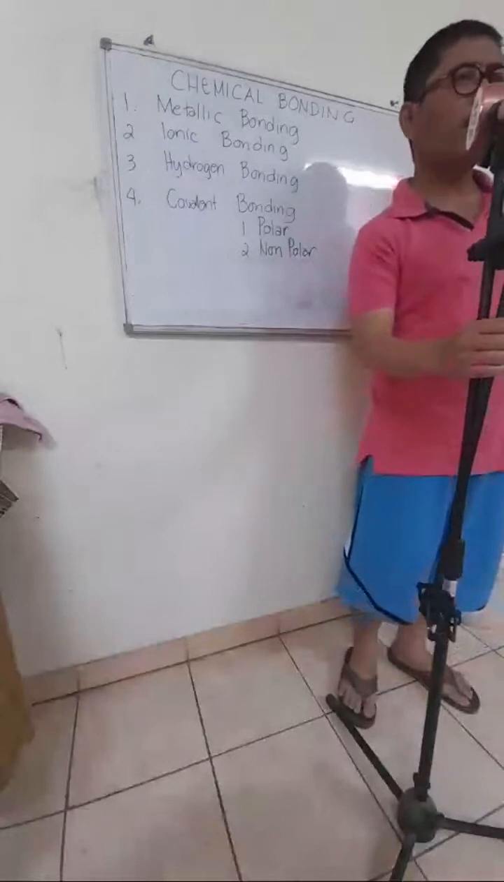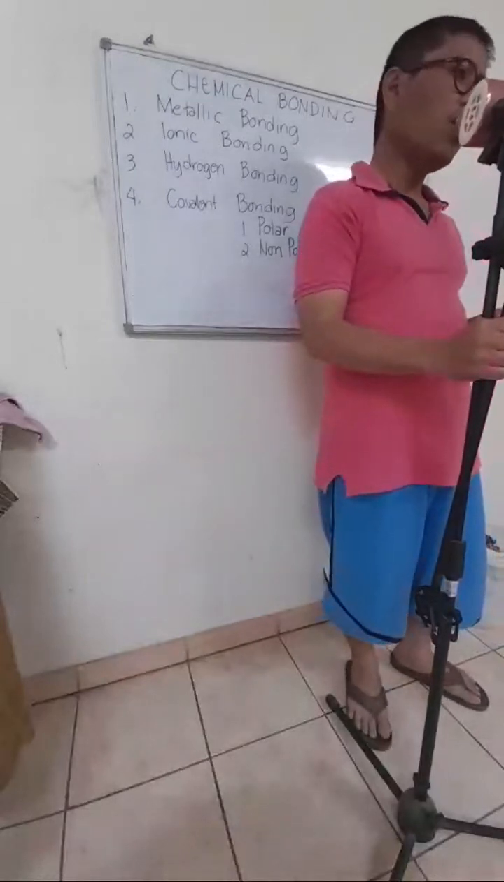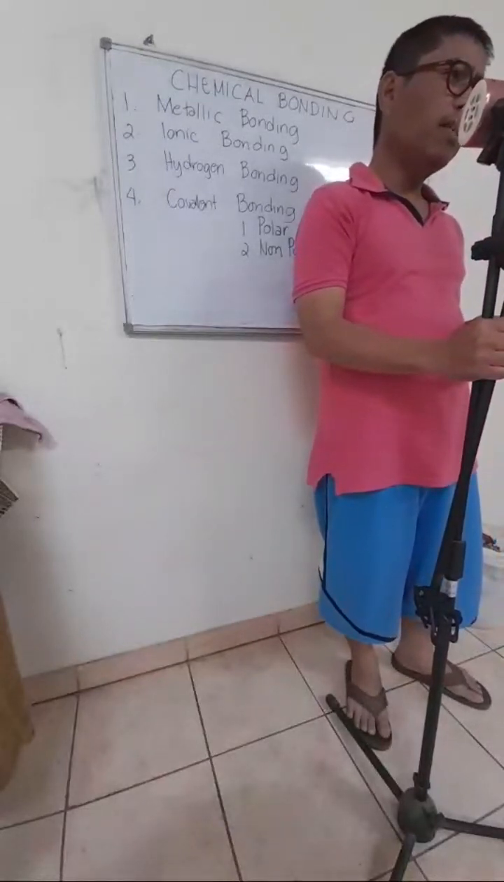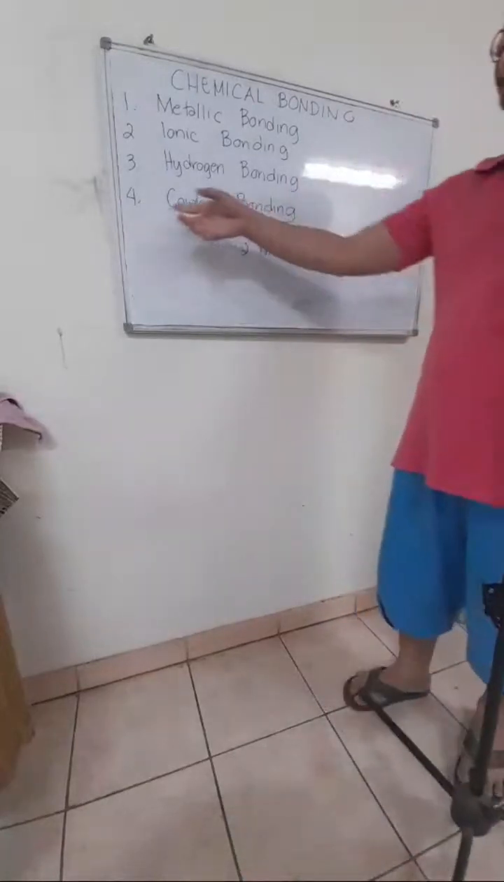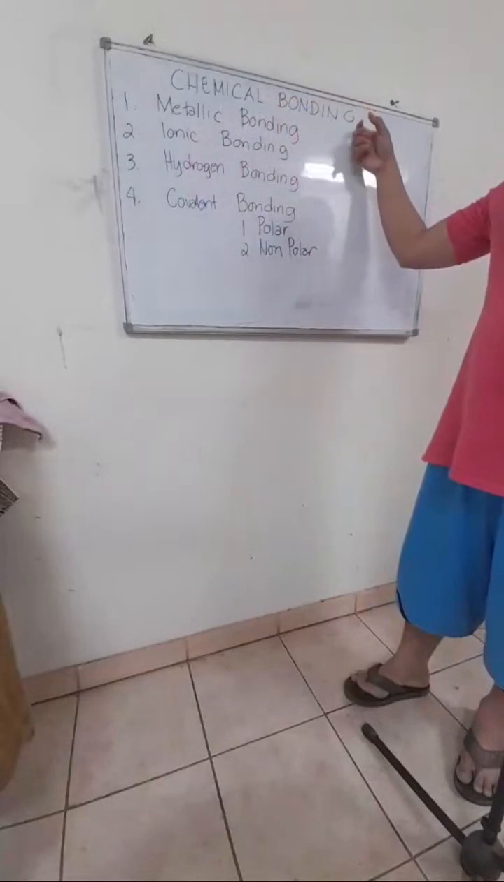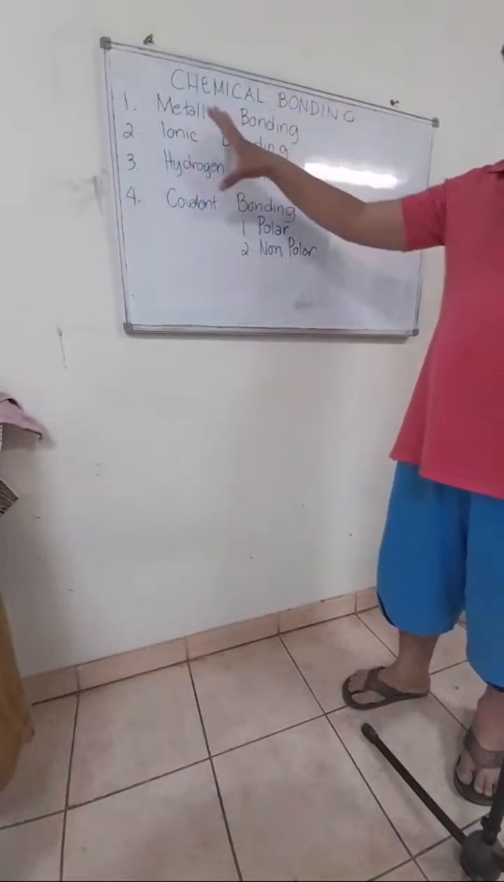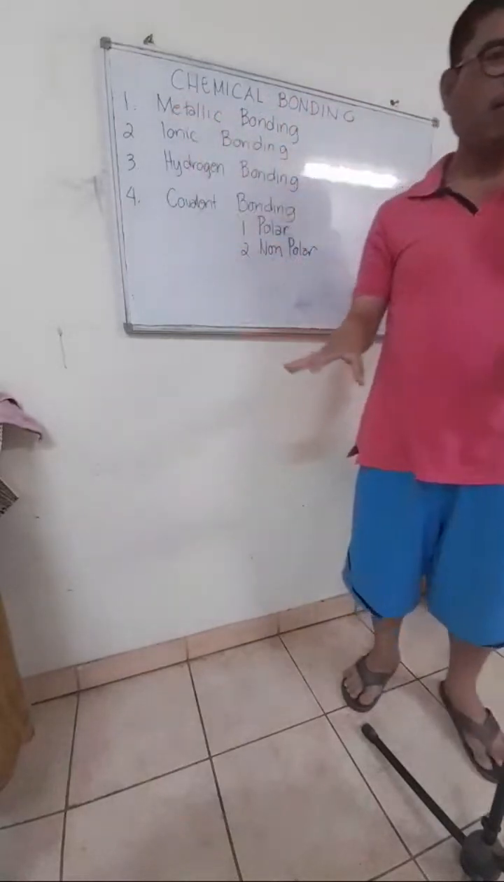Okay, our topic for today is chemical bonding. Yesterday our topic was all about Lewis dot structure and Lewis diagram, right? So it is partly related here in number 4. So we have the chemical bond, four types actually of chemical bonding.